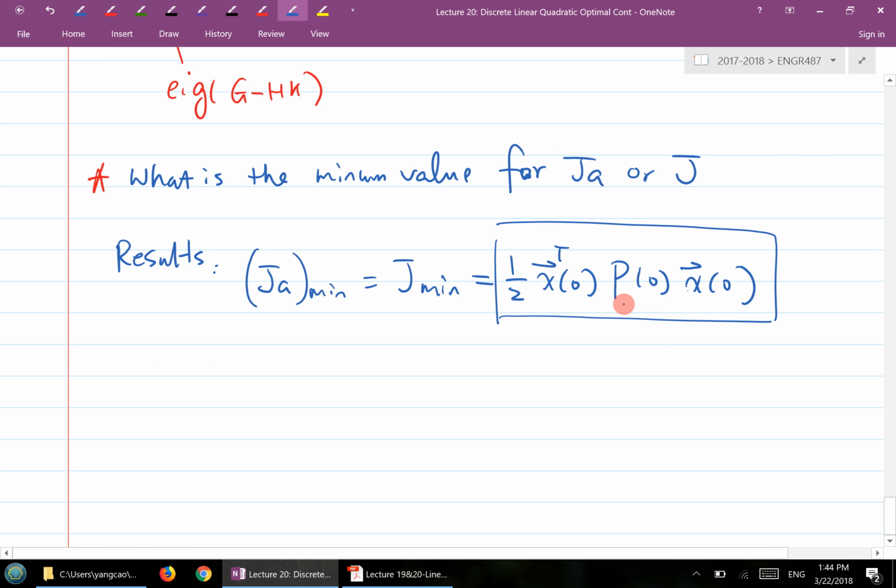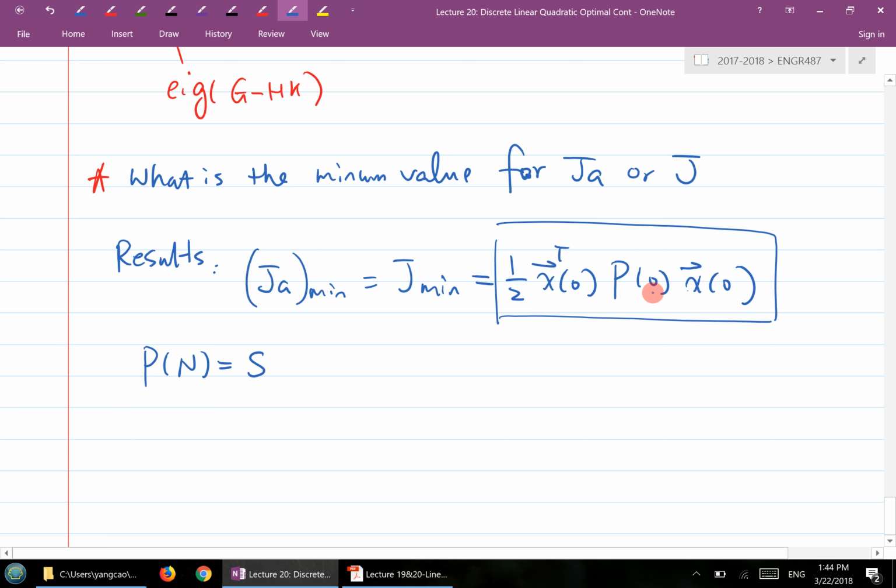Okay, initial value of the P matrix. And your P, always remember, your P of n equals that S matrix. And you can solve for the P of 0 using the backward discrete Riccati equation, right?